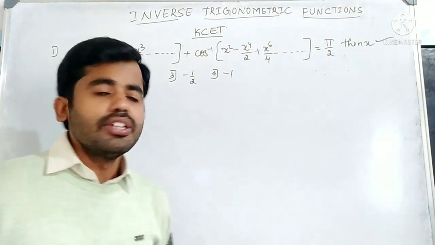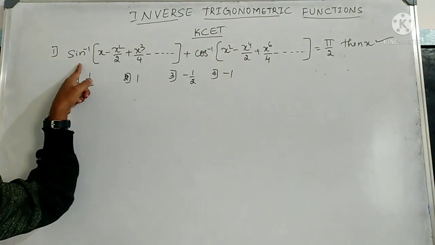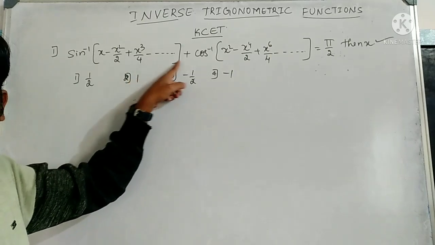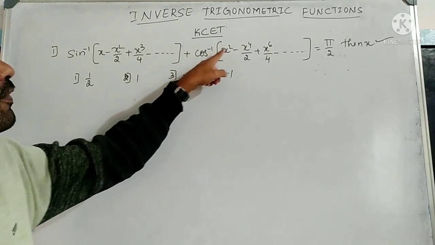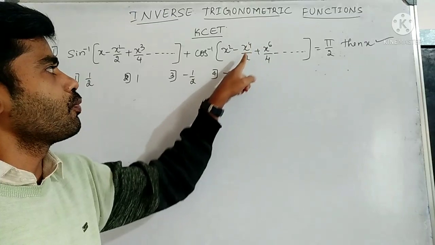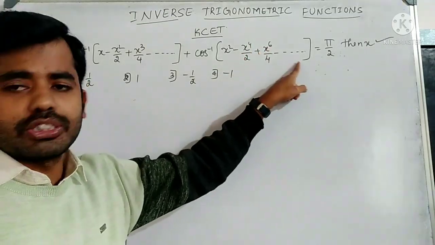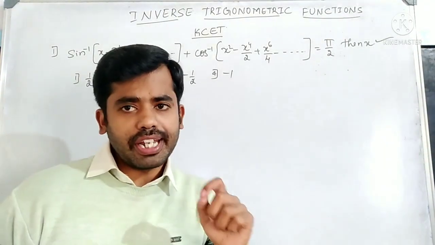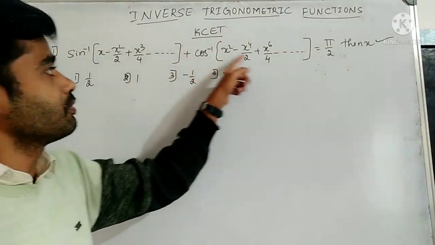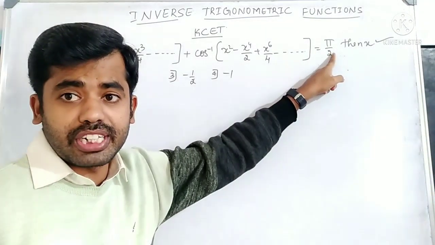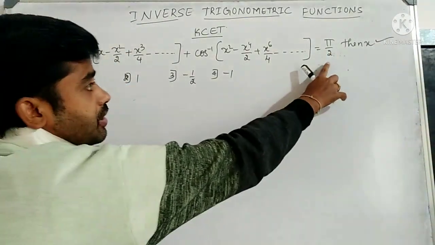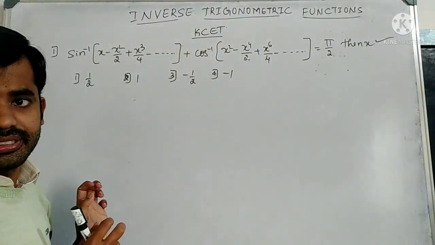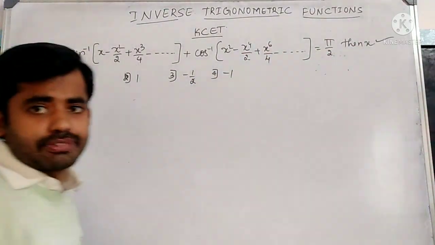It will help you. Now, the first one is sine inverse of (x minus x square by 2 plus x cube by 4 and so on) plus cos inverse of (x square minus x to the power of 4 by 2 plus x to the power of 6 by 2 and so on) is equal to pi by 2. We know one identity, sin inverse x plus cos inverse x is equal to pi by 2. Using that, if it is equal to pi by 2, both arguments must be equal. Then we have to find the x value here.